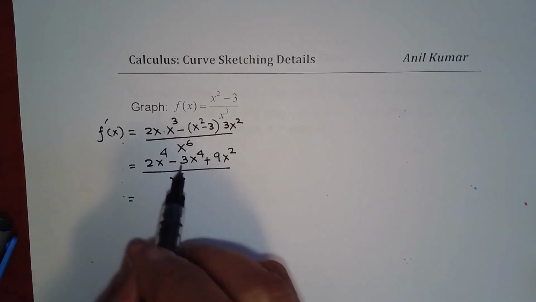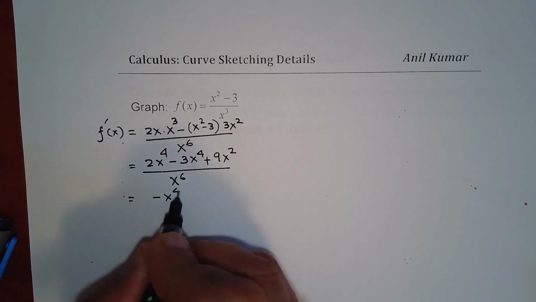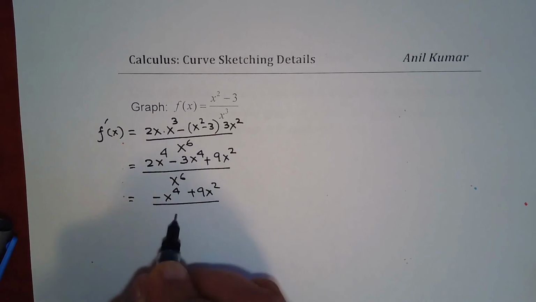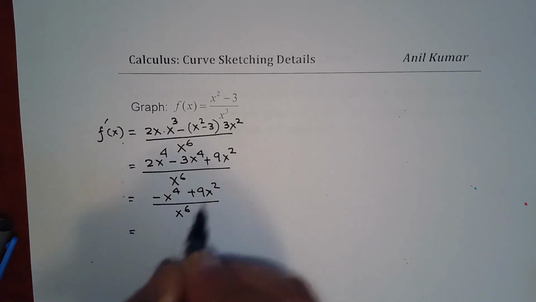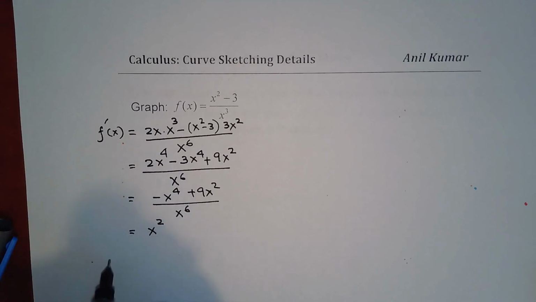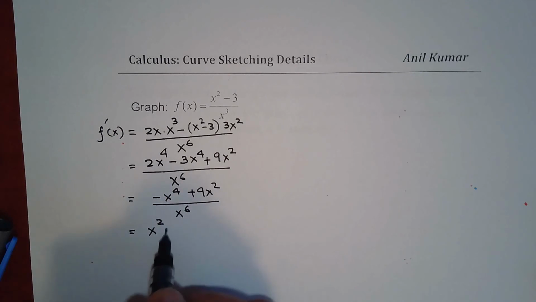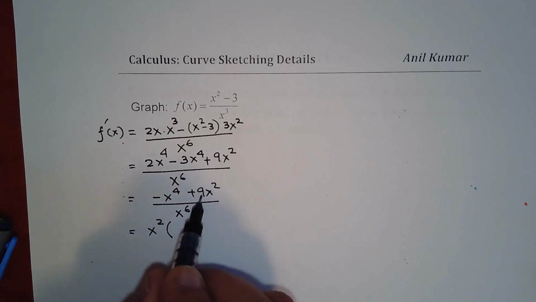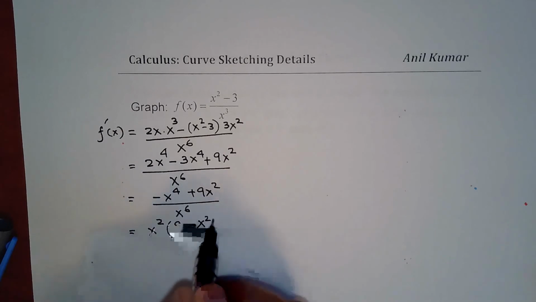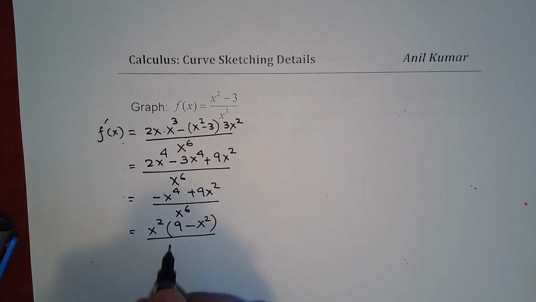Now 2x to the power of 4 minus 3x to the power of 4 is minus x to the power of 4, plus 9x square, divided by x to the power of 6. We can take x square common. Now in that case, let me write this term first. We get 9 minus x square. Is it okay? So we just interchanged, commutative property, over x to the power of 6.